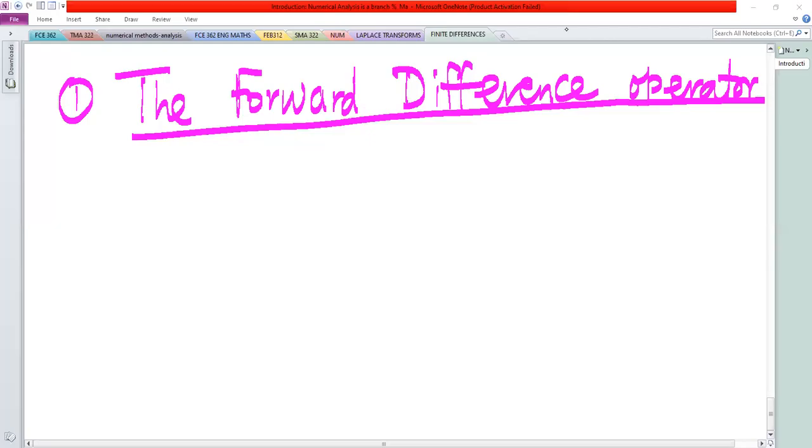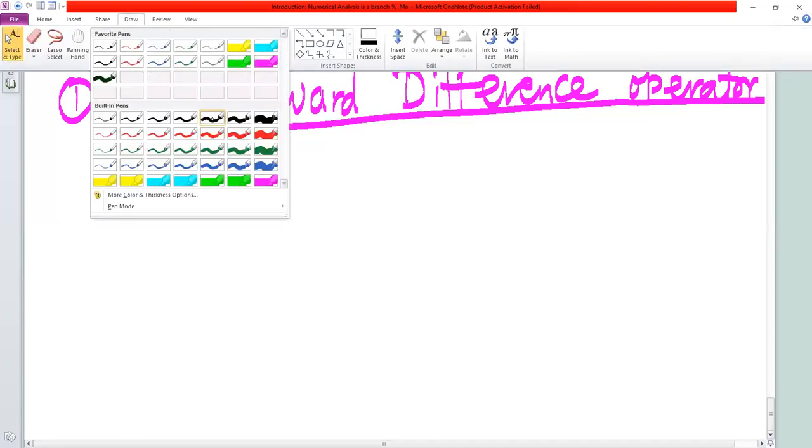Welcome back. In this session, we are going to discuss the forward difference operator. So I start by defining it and then do some computations on it. So let's start by defining what we mean by a forward difference operator.